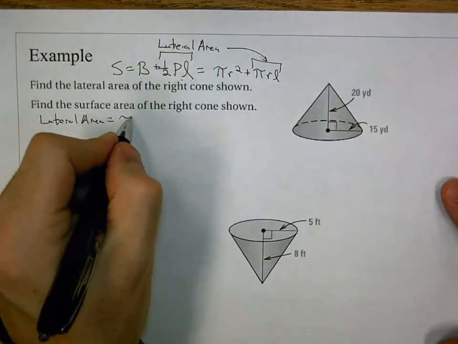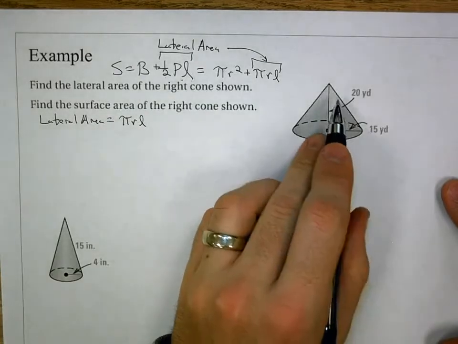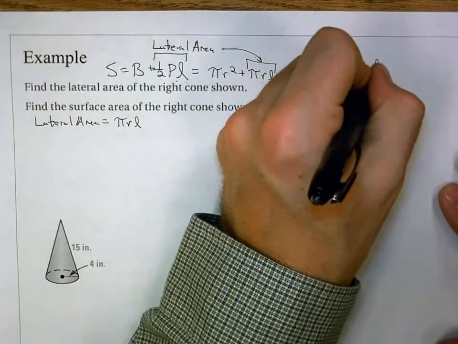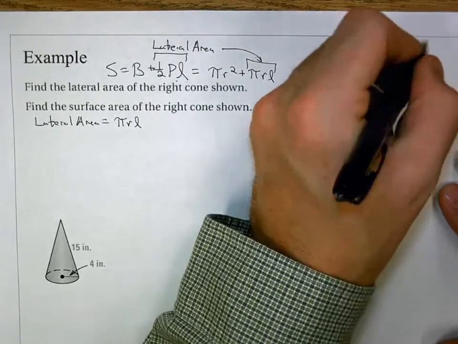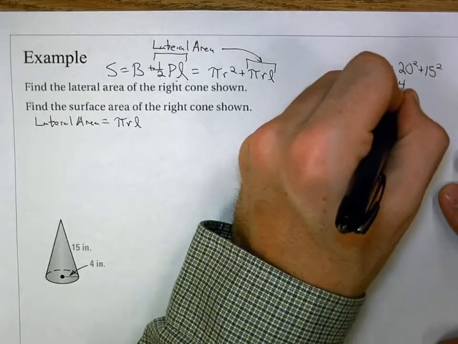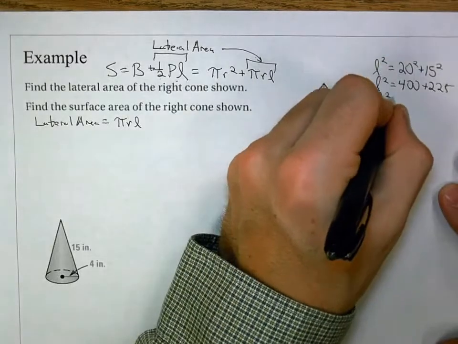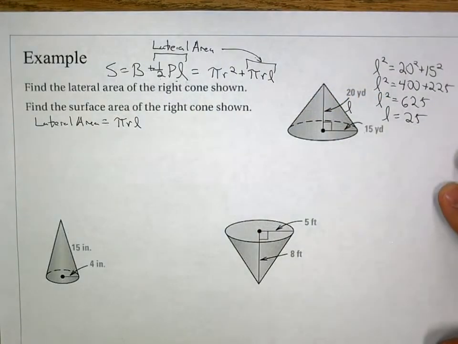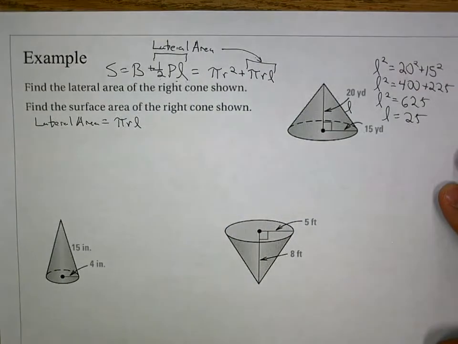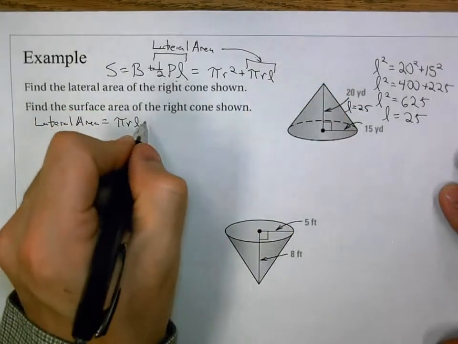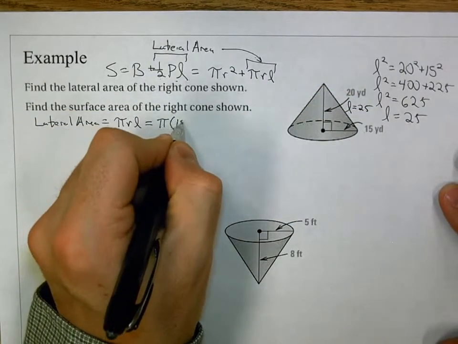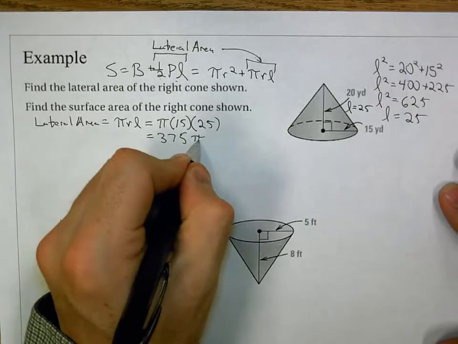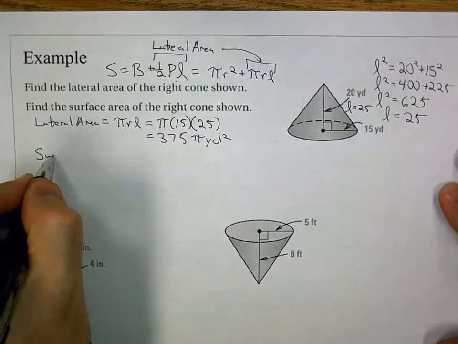So to find that, it's going to be pi r times slant height, but we don't know the slant height yet. We have to actually find that one, so again, we use the Pythagorean theorem. L squared equals 20 squared plus 15 squared. L squared equals 400 plus 225. L squared equals 625, so our slant height is 25. So now we have that. Our radius is 15. So we can find the lateral area, which is pi times 15 times 25, which comes out to be 375 pi yards squared.